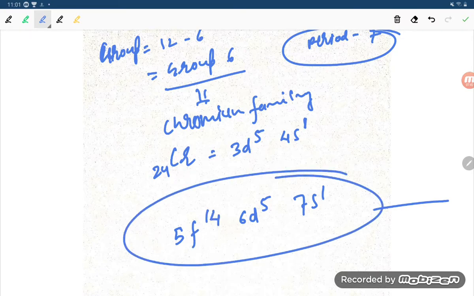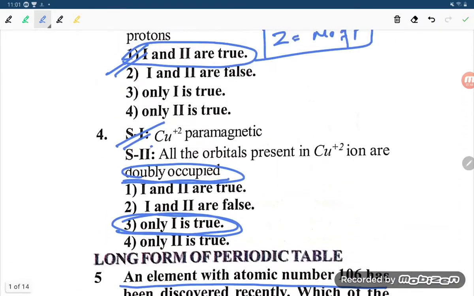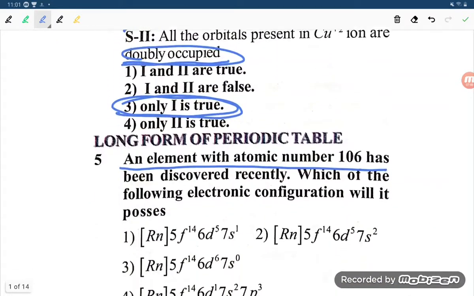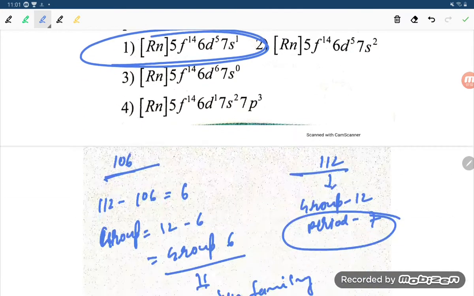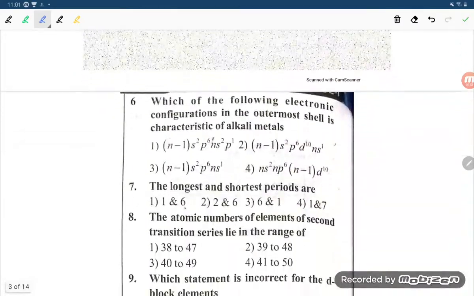So match it up, student, what could be our answer? You see, what are the options saying? Rn, 5f14, 6d5, 7s1. So the correct option will be option number 1, student. Okay, now let us move to the next question.